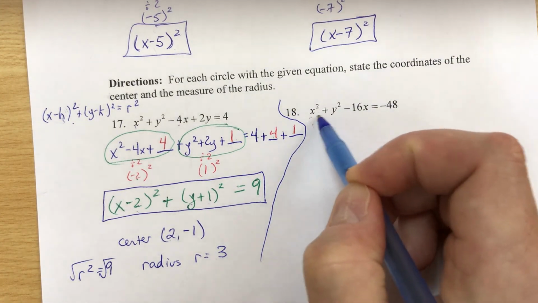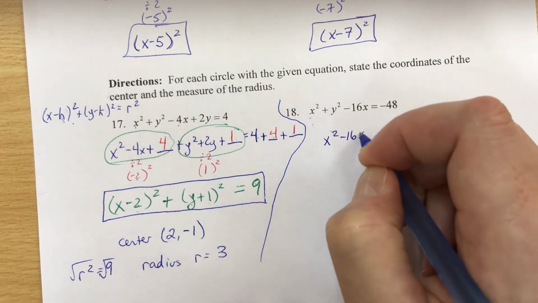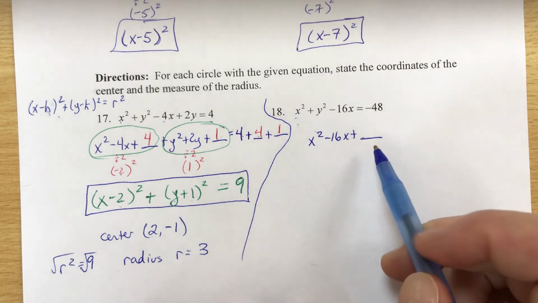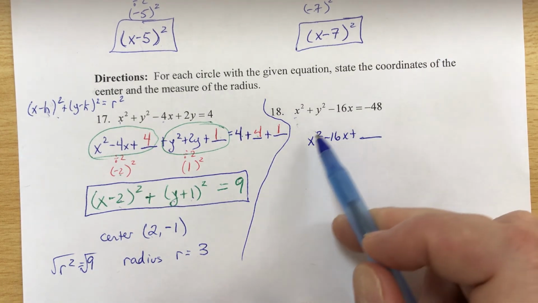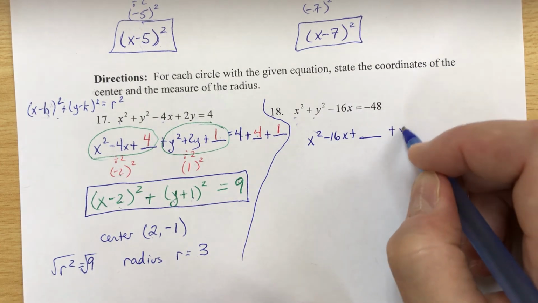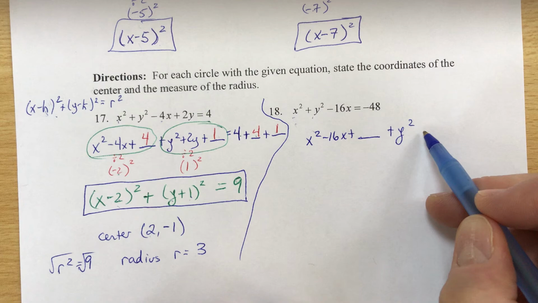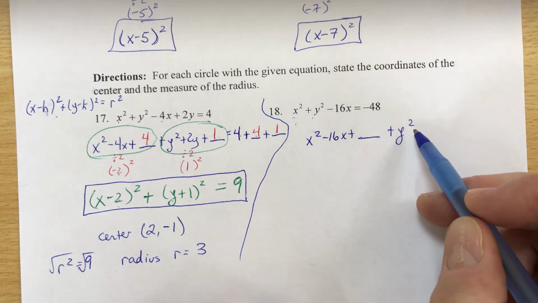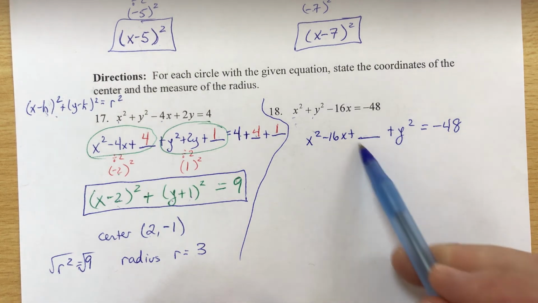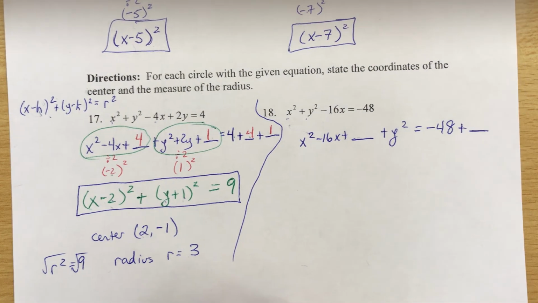So again, I'm going to organize my x's first. X squared minus 16x plus something. I'm kind of looking into the future and seeing I need to add something to make this a perfect square trinomial. Now the y squared is by itself. So actually, since I don't have another y term, I'm going to keep this like it is, equals negative 48. But whatever I add to the left side, I have to add to the right side.